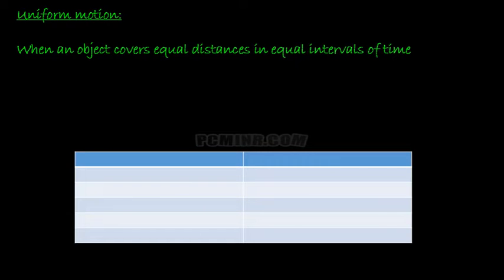So far we learned about speed and velocity in our previous video, and now we're going to learn about uniform and non-uniform motion. So how do you come to know that a motion is uniform? When an object covers equal distances in equal intervals of time, we say it's a uniform motion. For example, you can just check out this data.